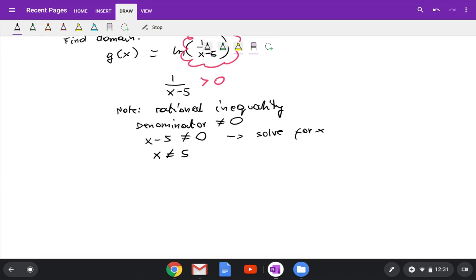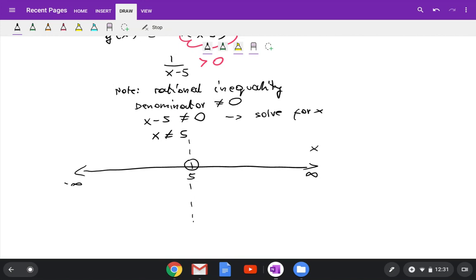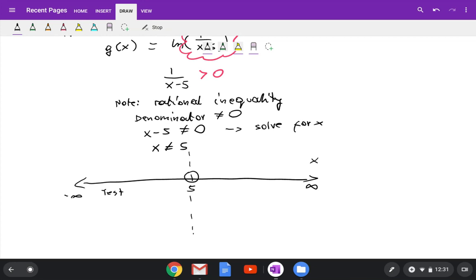So now you're going to draw the number line, because we're trying to find the intervals for which this rational inequality is positive. We already know that x can't be 5, so x not equal to 5 breaks down the number line into two intervals, from negative infinity to 5 and from 5 to positive infinity. So hope you guys remember what to do next. Next, we need to do the test. We have to check which interval is the solution of the inequality 1 over x minus 5 greater than 0.